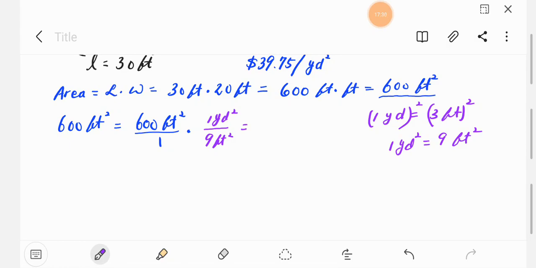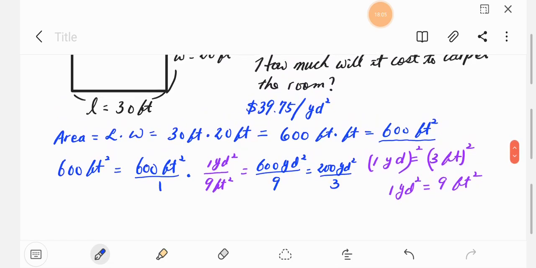So you can cancel out the square feet. So what we have is 600 square yard over 9. And then reduce this, so it will be 3. It's gonna be 200 square yard over 3, right? All right. So we just converted the area of the room from square feet to square yard.